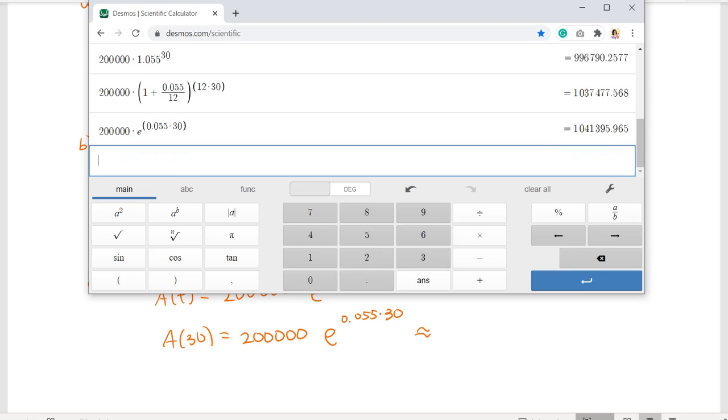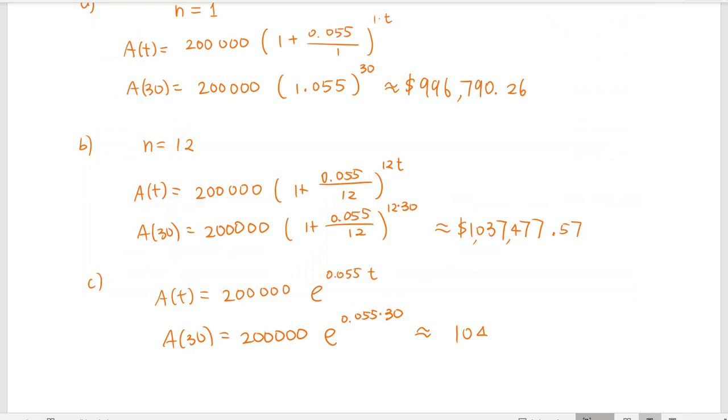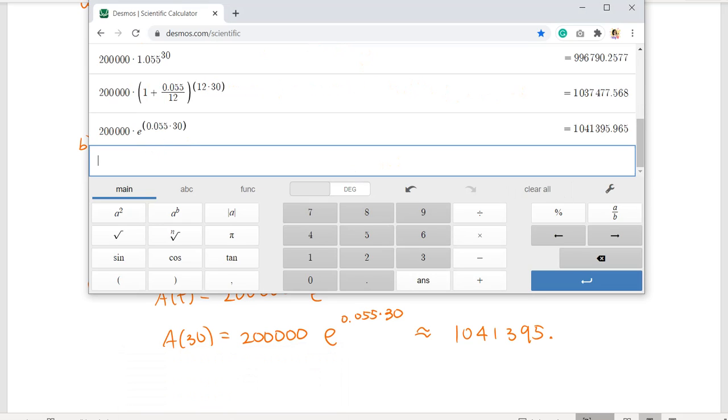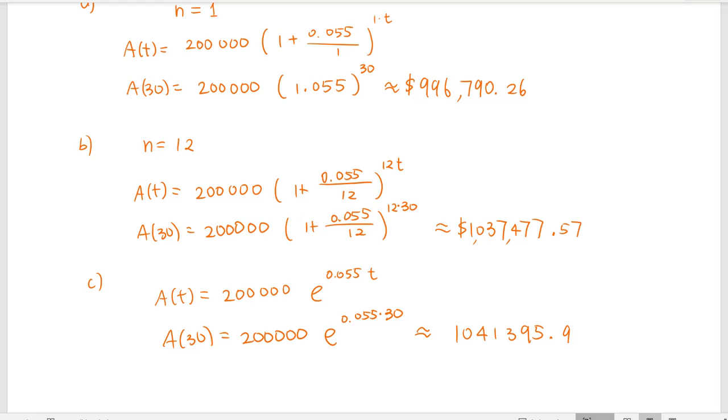1,041,395.97. You can see it's also very similar, close, but compounding continuously is bigger than that. And it makes sense: if it compounds continuously, of course you get more money.